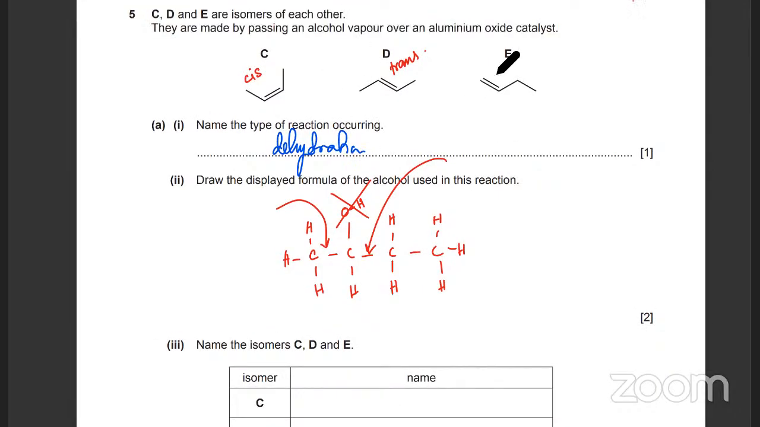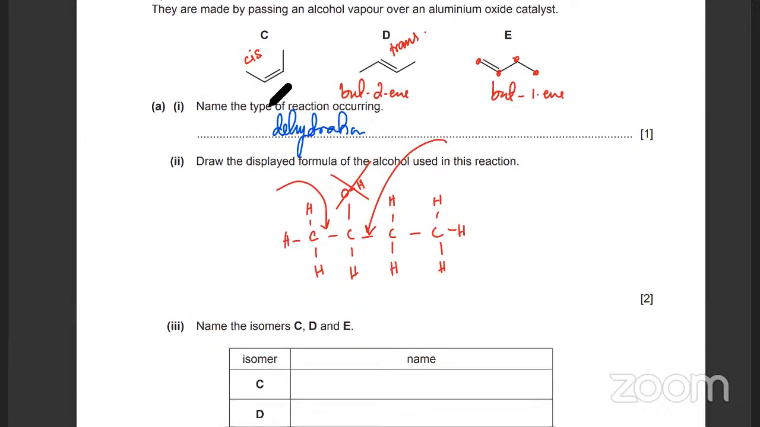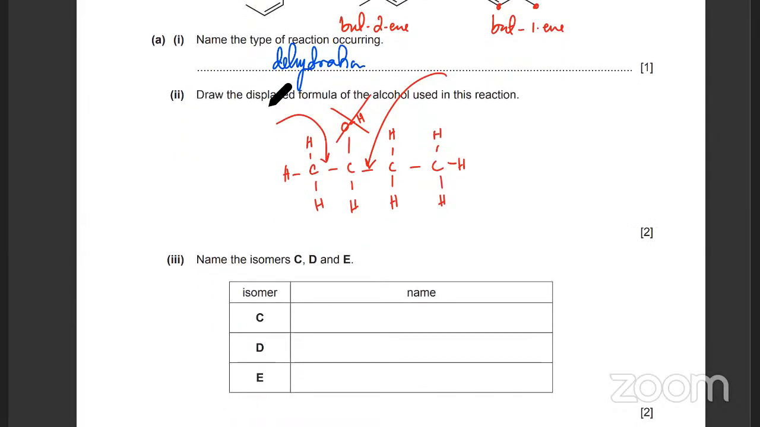So what is the name of this one, E? The bute, that's 1, 2, 3, 4, that's butene. And this one is butene. But the complete name would be, one of them is trans-butene, the other one is cis-butene. Okay, so it's butene.